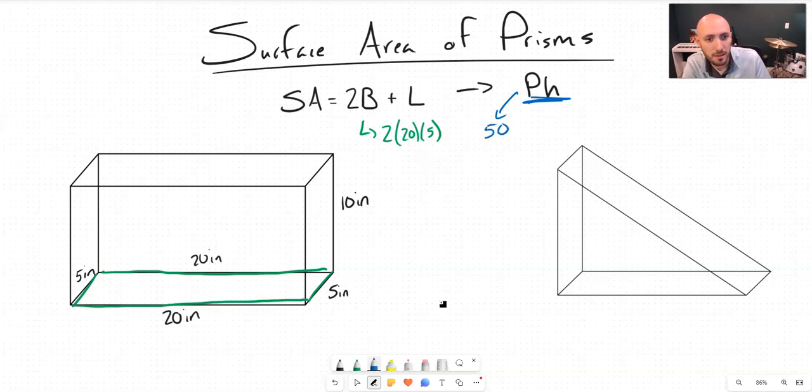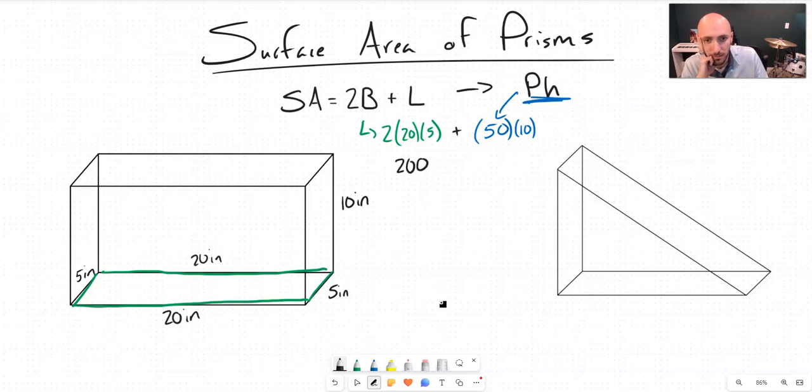And then our height is 10. So our lateral area is going to be 50 times 10. And so now it's a simple calculation. All we have to do is multiply these out and add them together. So 2 times 20 is 40. 40 times 5 is 200.